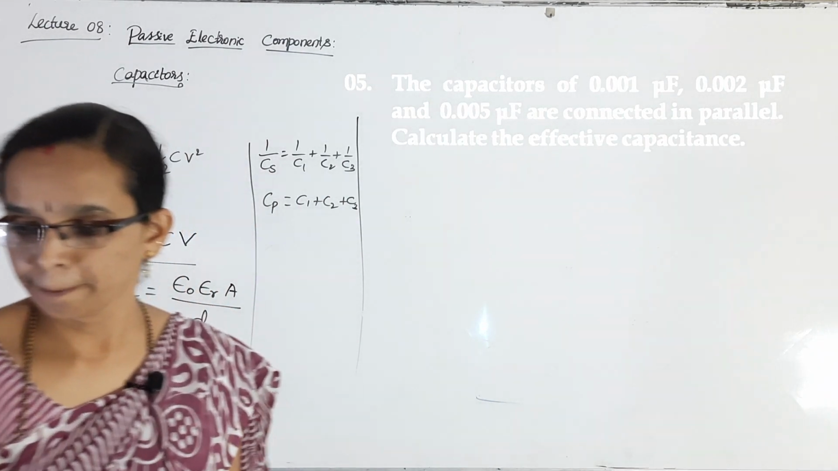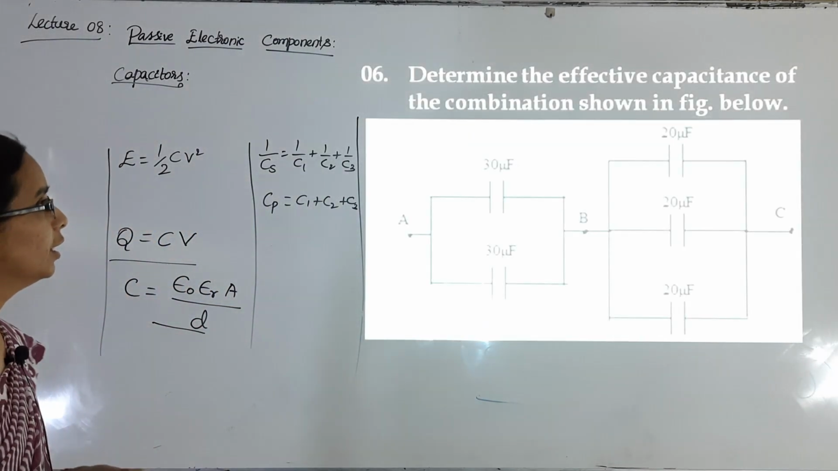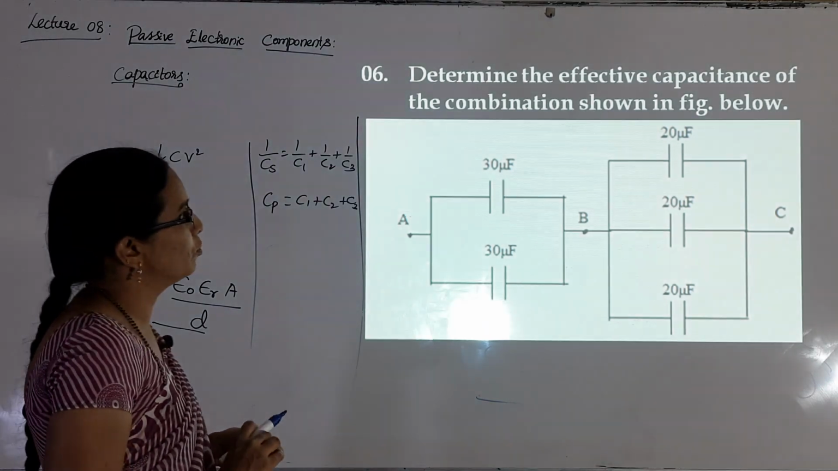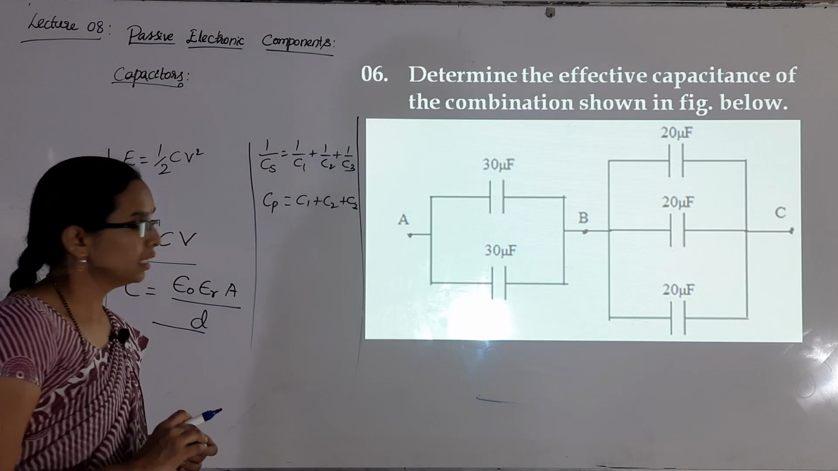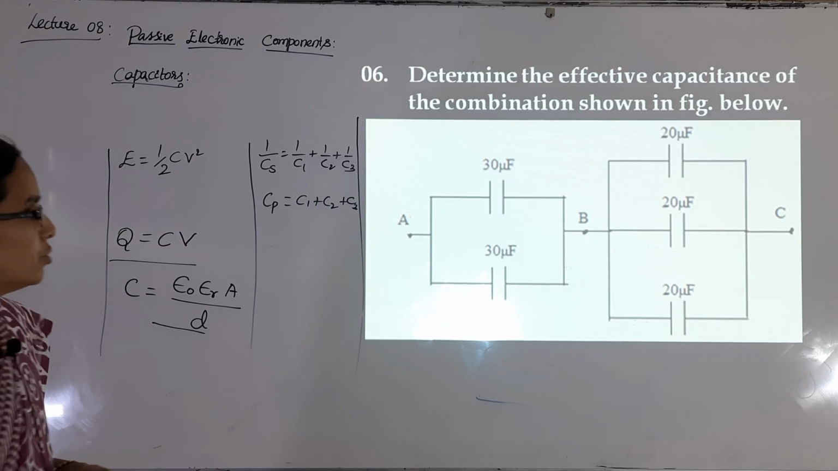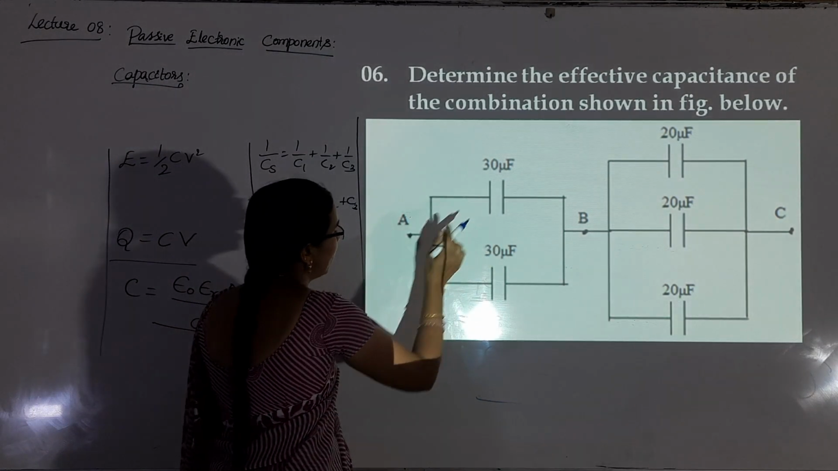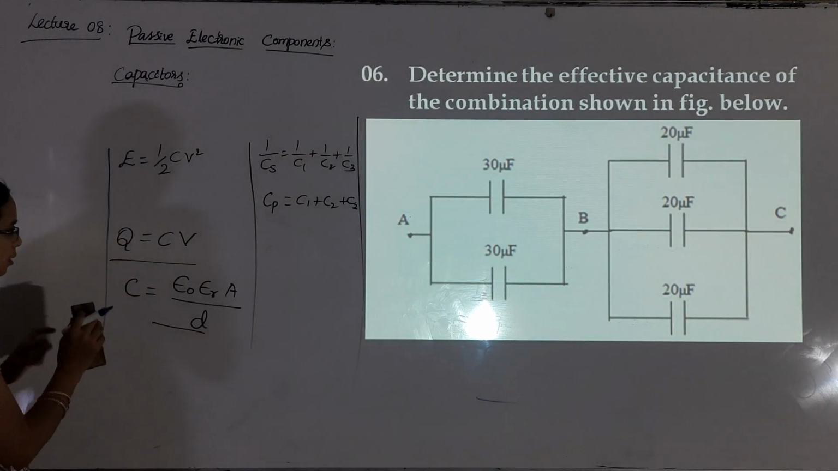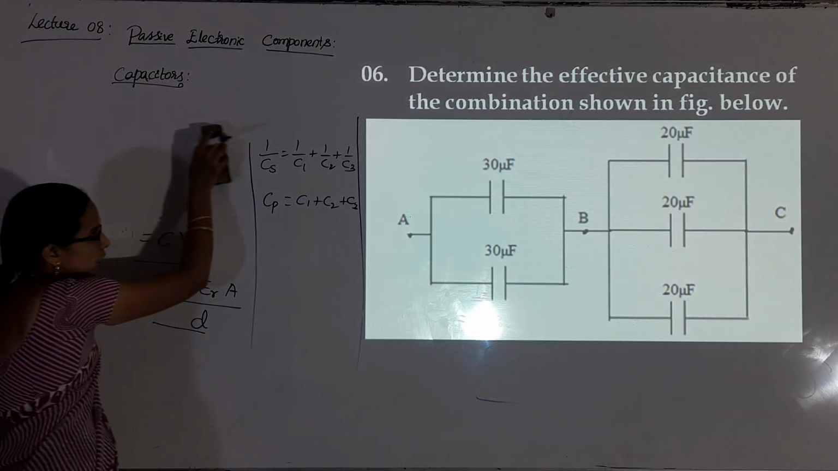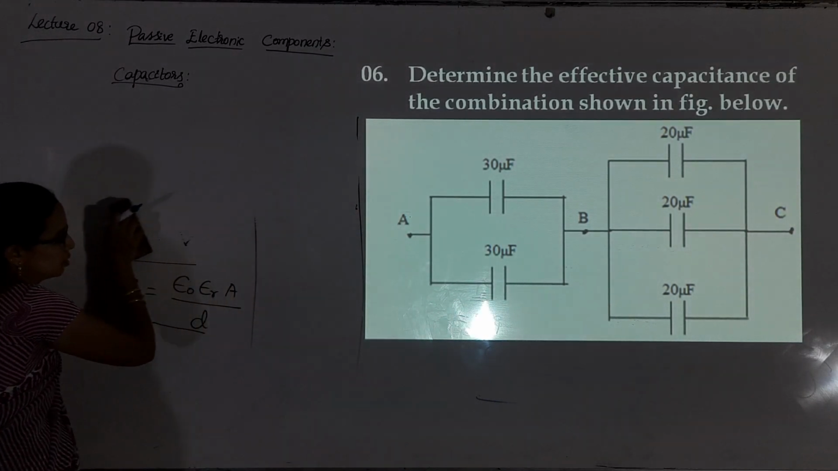Next, determine the effective capacitance of the combination shown in the figure below. In this, these two capacitors are in parallel. I guess you people remember the formula. I will remove this.